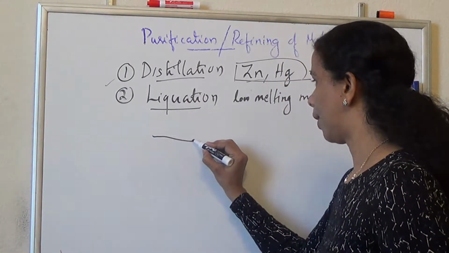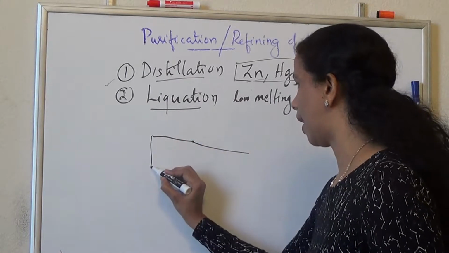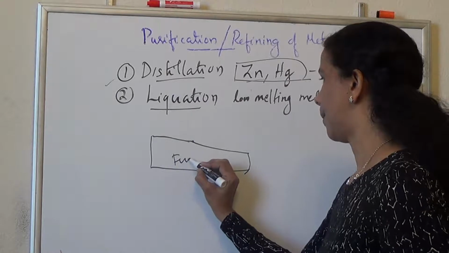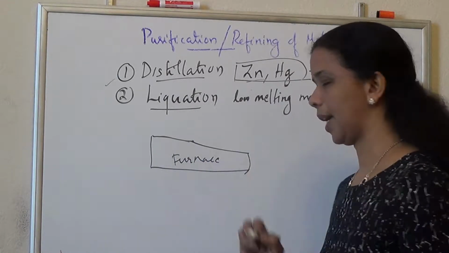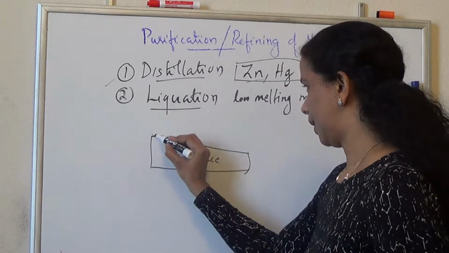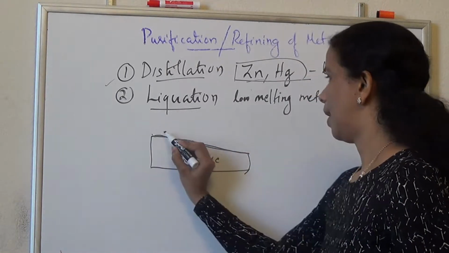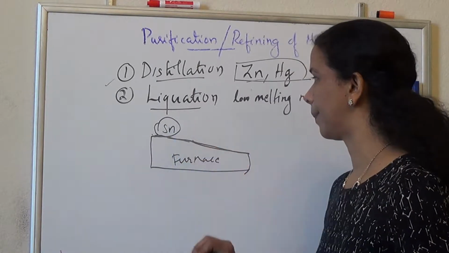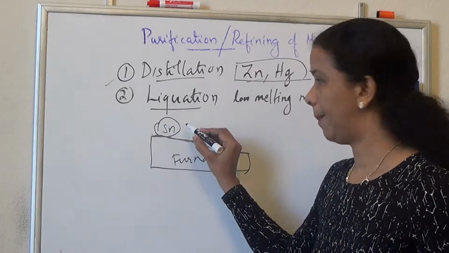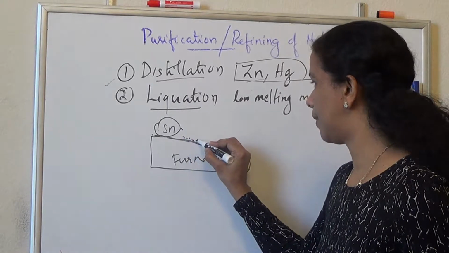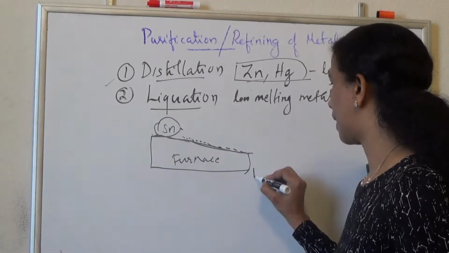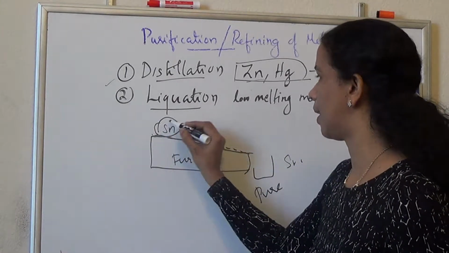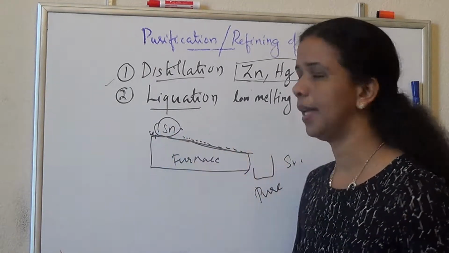The impure metal is placed on the sloping hearth of a furnace. This is a furnace. It is maintained at a very high temperature and it has a slope. And the impure metal is placed here. We are placing impure tin. Then only the tin will melt and flow down, and we can collect the pure metal here. The impurities which have a high melting point will remain here.